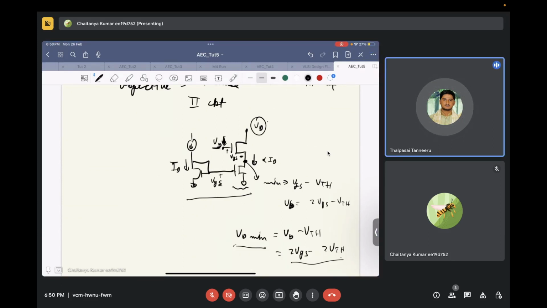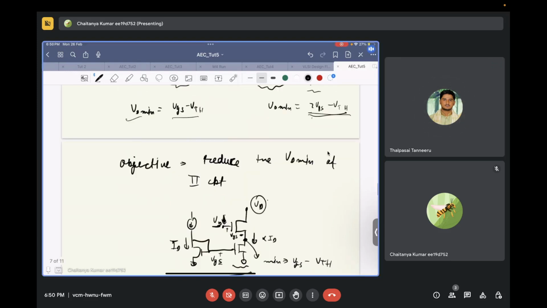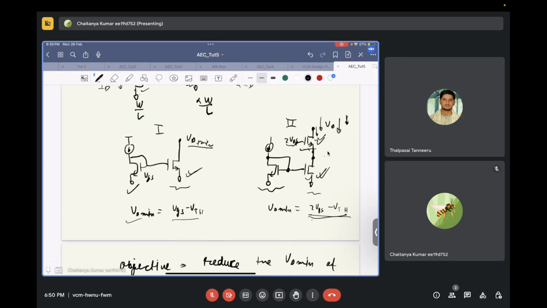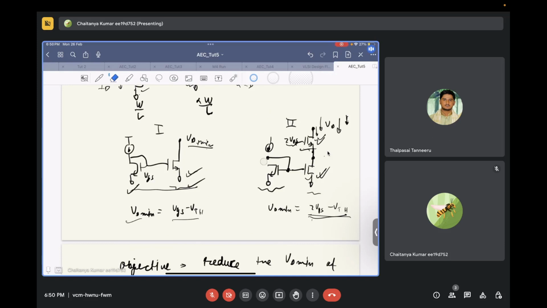Current source, right? We are biasing with current source, correct? So what was the first reason that we moved from this circuit to this circuit? Because of the drain voltage, right? Correct. You wanted to make the drain voltage of this transistor and this transistor same. So you moved from circuit 1 to circuit 2.